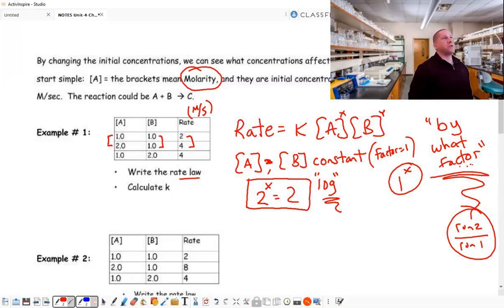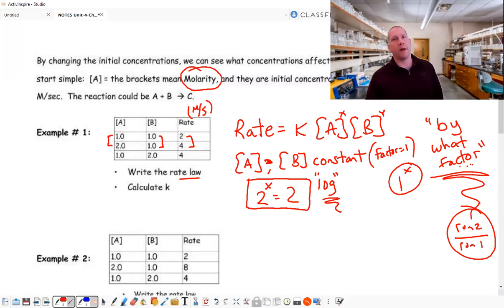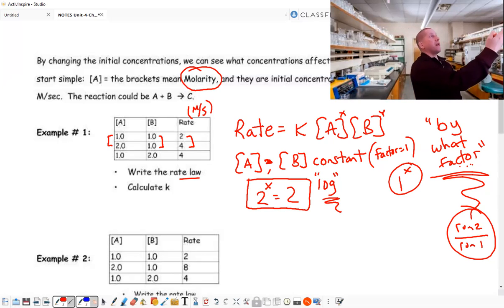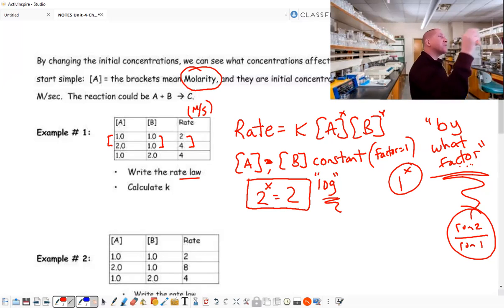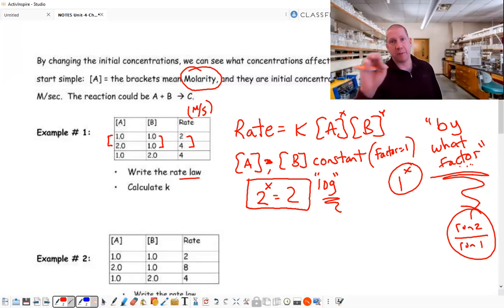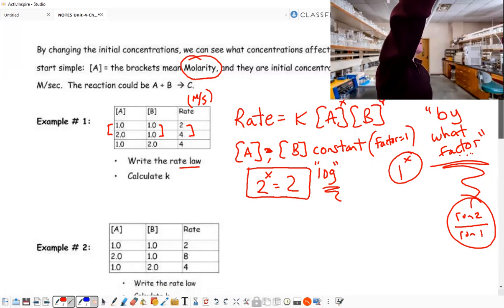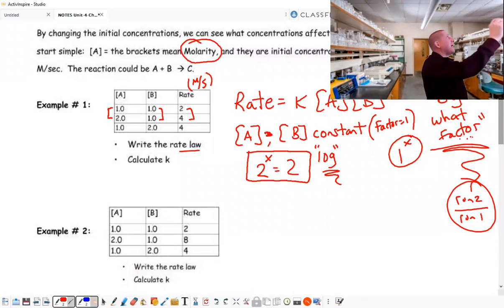We should be able to do the logs in our head. So 2 to what exponent gives me a 2? It's obviously a 1. If it was 2 to what exponent gives you a 4? It would be squared. 2 to what exponent gives you an 8? That would be cubed. That's as far as you go, generally. All right, so now we have a. So a's exponent is 1.